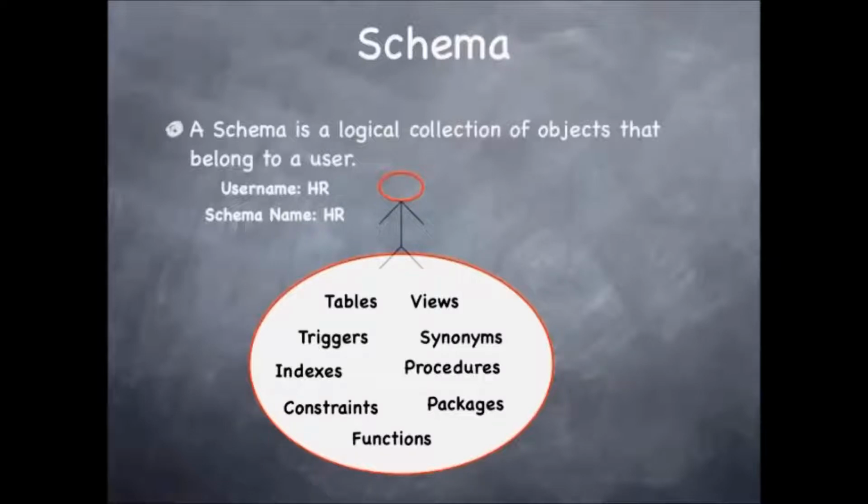Now, if you look at this diagram, here we have a user whose name is HR. Now, this user might have many objects, which are tables, views, triggers, synonyms, indexes, packages, constraints, procedures, functions, and so on. Now, if you logically group all the objects that belong to a user, what you get is a schema. A schema does not physically exist, but is simply a grouping of the objects that belong to a user. Every schema has a name, and the name of the schema is the same as the username.